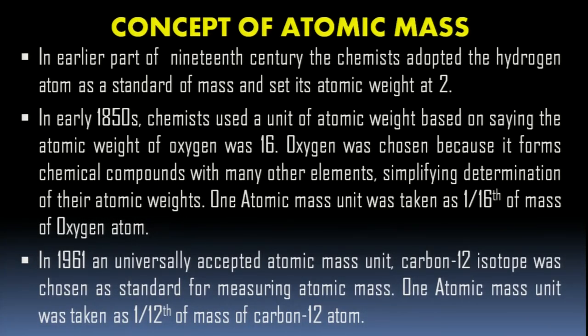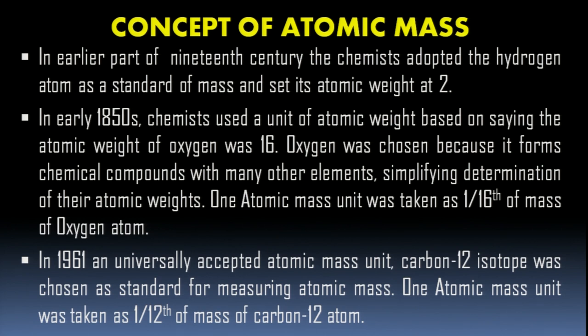Okay, they even tried, say in the 1850s, what happened? Chemists used a unit of atomic weight based on saying the atomic weight of oxygen was 16. Through different experiments, by the law of definite proportion and by experimenting with different compounds of oxygen, they assumed that the weight of oxygen was 16. Oxygen was chosen because it forms chemical compounds with many other elements, simplifying determination of the atomic weights. One atomic mass was taken as 1 by 16th of the mass of oxygen. At first it was taken as the standard unit. But this also didn't work out. The same problem happened, atomic masses of many elements came in decimals, and all those calculations became very tedious. So this was also not considered.